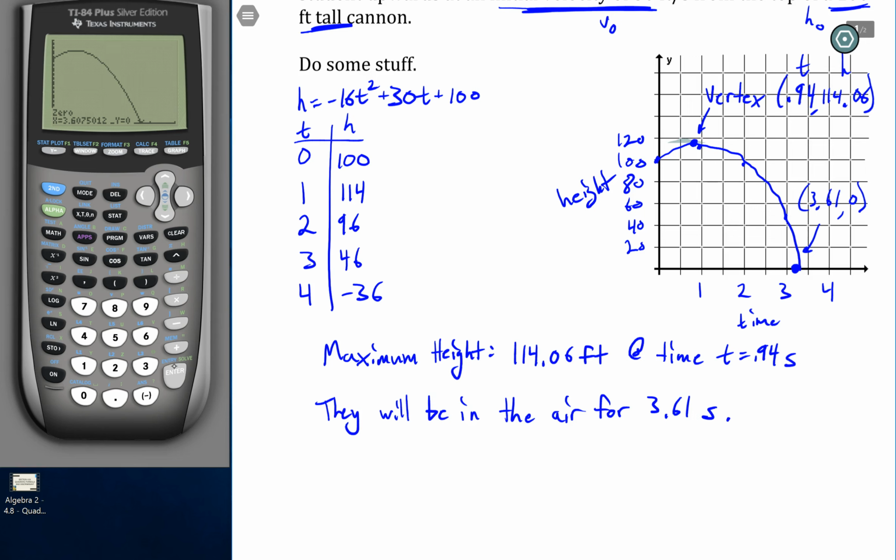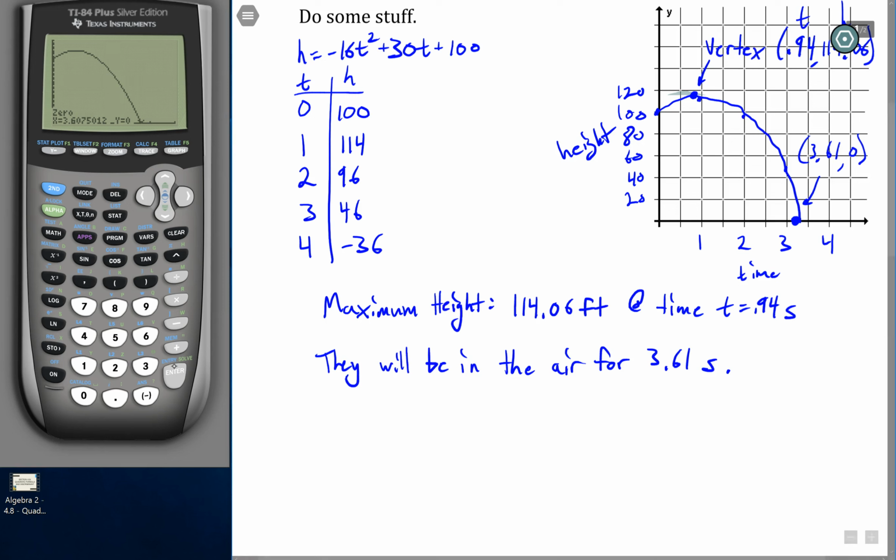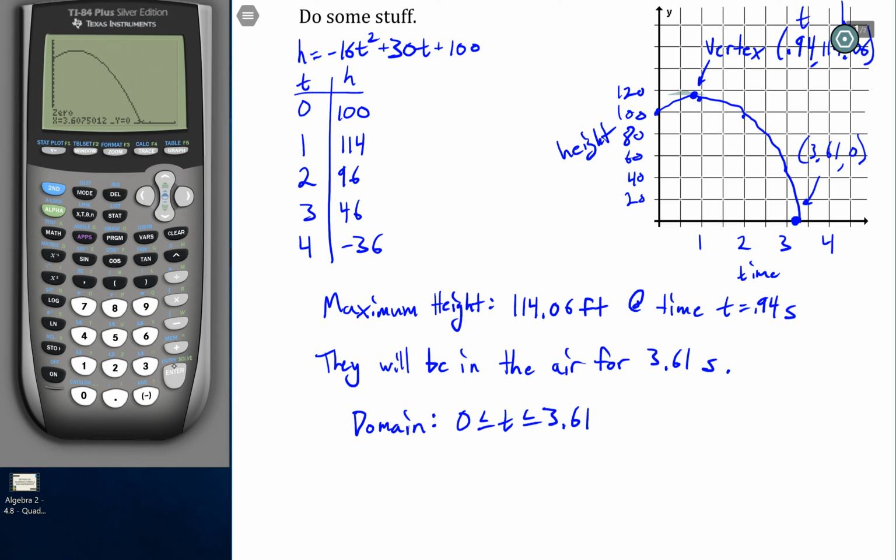One last thing that we can maybe say about this function is just some domain and range things. It's always good to talk about the domain and the range. Keep in mind, the domain is all of the times that make sense in the context of this problem. I don't go any lower than 0. I don't go any higher than 3.61. No lower than 0 because I'm not going back in time. That doesn't make sense. No higher than 3.61 because if I go past a time of 3.61, that is like the student has already hit the ground. It doesn't make sense to go past 3.61.